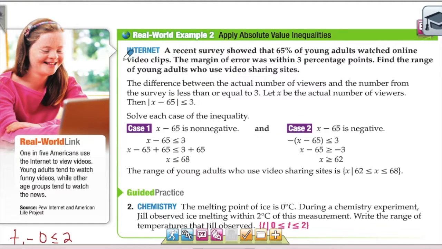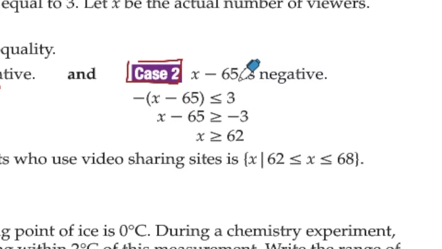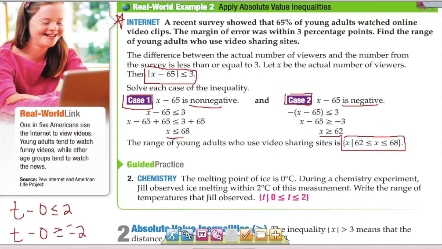On page 313, the real world example number 2 translates a story problem into an absolute value inequality, shown here. And the two cases are when inside the absolute value is non-negative, and case 2 where inside the absolute value is negative. Solve each of those individually, and then write in solution set notation and graph on a number line if it asks you to.